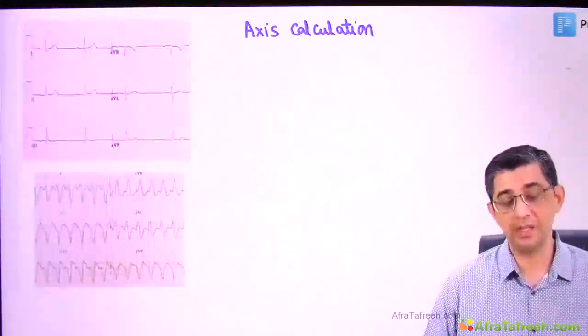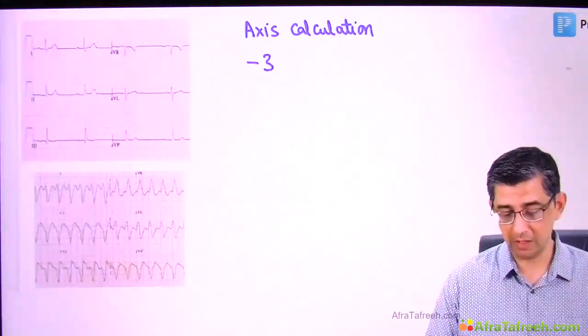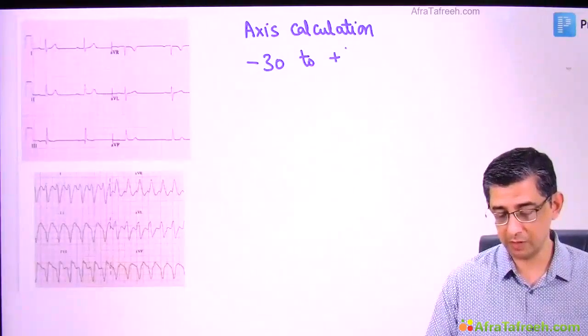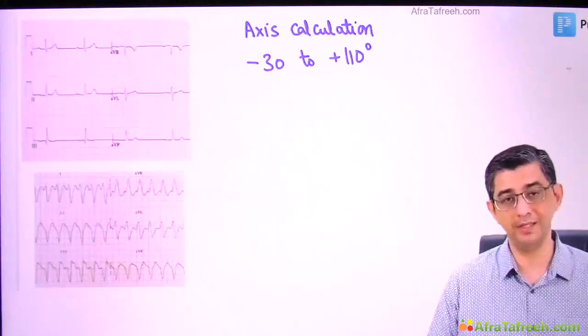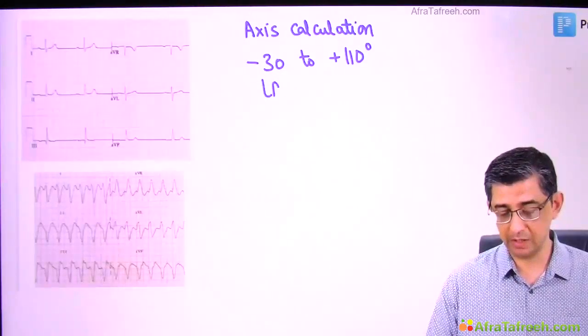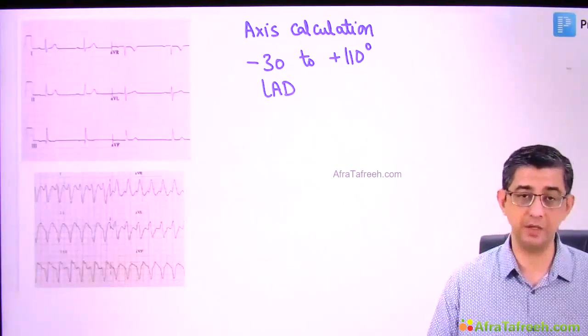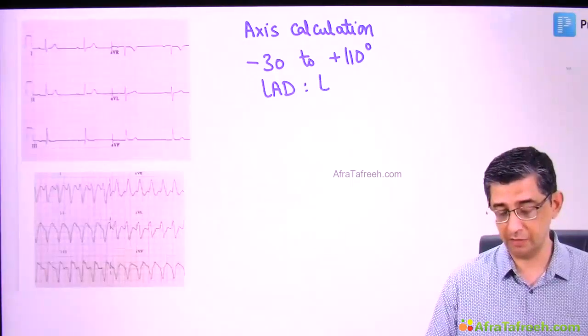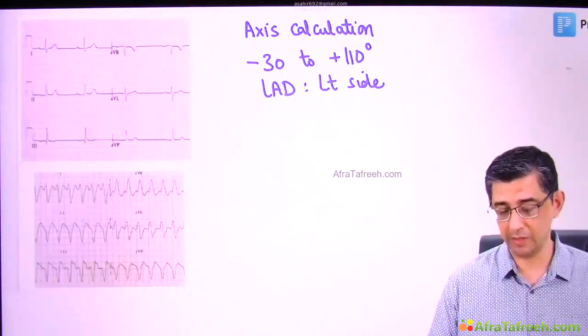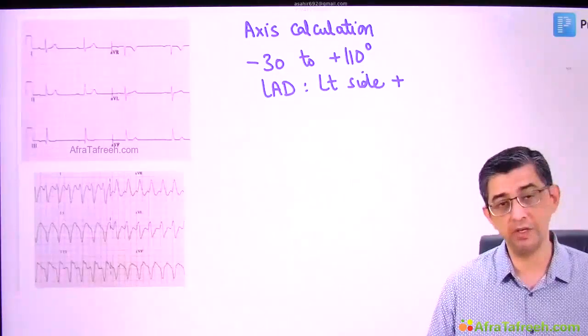When it comes to axis calculation, the normal value should be remembered as anything between -30 to +110, and I'll just teach you how to analyze it. At the moment, the message is that if a person is having left axis deviation, that would mean value less than -30, then it signifies that the left side of the heart is exhibiting an enlargement. Example could be like ostium primum variety of ASD.